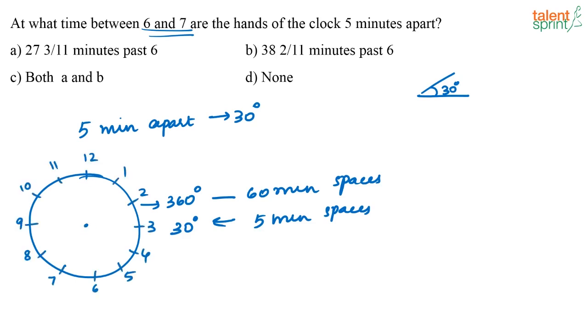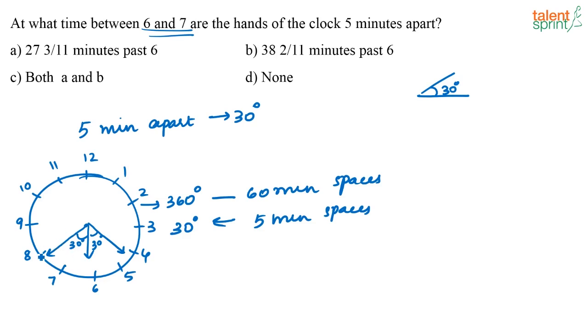So the time is between 6 and 7 here. One possibility is the hour hand is somewhere here and the minute hand is somewhere here. Now this angle will be 30 degrees. The second possibility is where the hour hand is somewhere here and the minute hand is somewhere here. Again you will have another 30 degrees. So there will be two times between 6 o'clock and 7 o'clock when the angle between the hands of the clock is 30 degrees. So you have to find both of these times and check with the options as to which is the correct option.